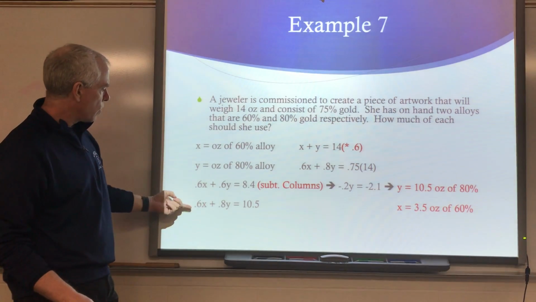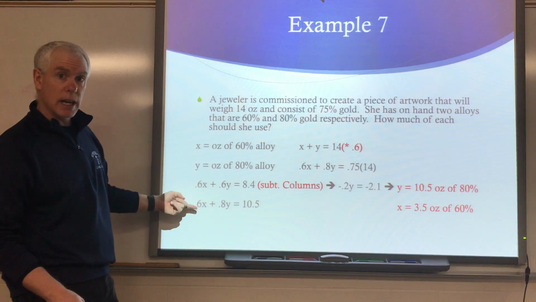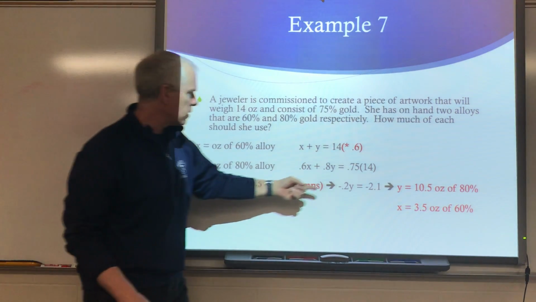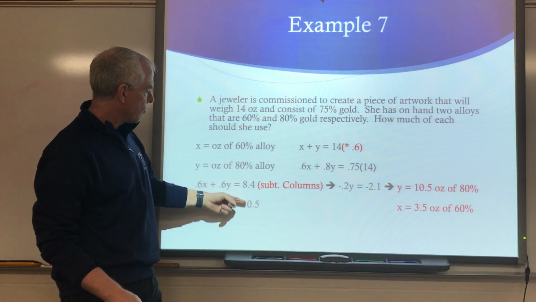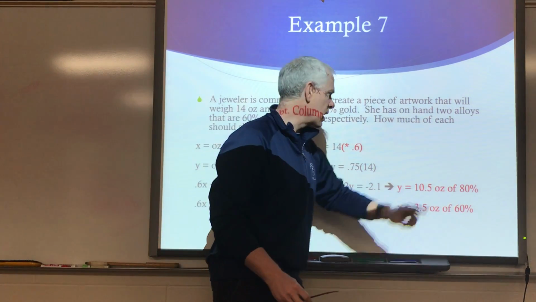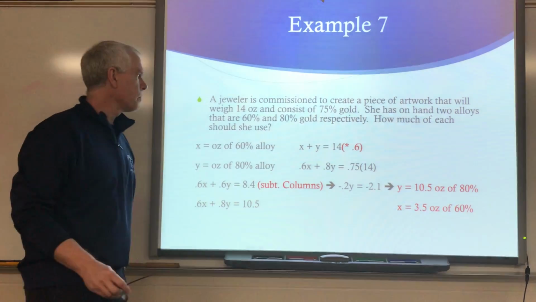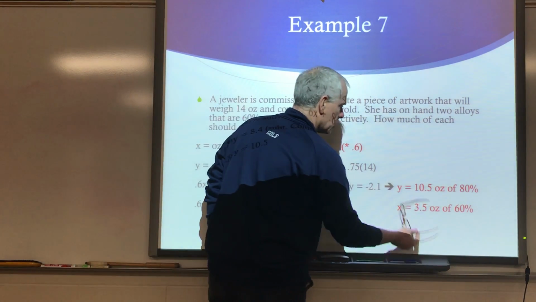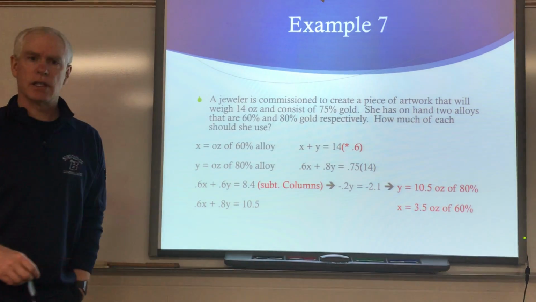Now when I look at these two equations, if I subtract them, I lose the x's, or I eliminate them. So I'm going to do that. 0.6 minus 0.8 is negative 0.2. 8.4 minus 10.5 is negative 2.1. Divide out, and I get 10.5 ounces of the 80% solution. Well, I know they're supposed to add up to 14, so if I take 14 minus 10.5, there must be 3.5 ounces of the 60% solution.